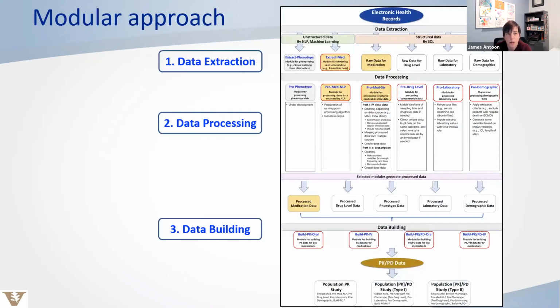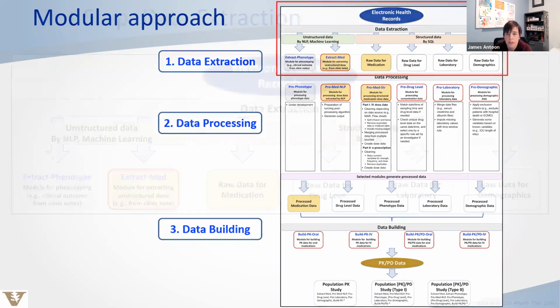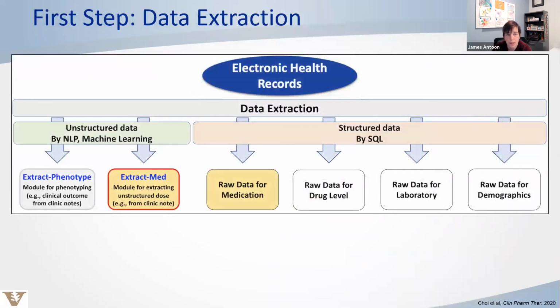So Lena took a modular approach to solving this problem. And there are sort of three levels that we need to think about in being able to use data for analysis. One is data extraction, the next is data processing, and the third is data building. So data extraction involves getting the data out of electronic health records.